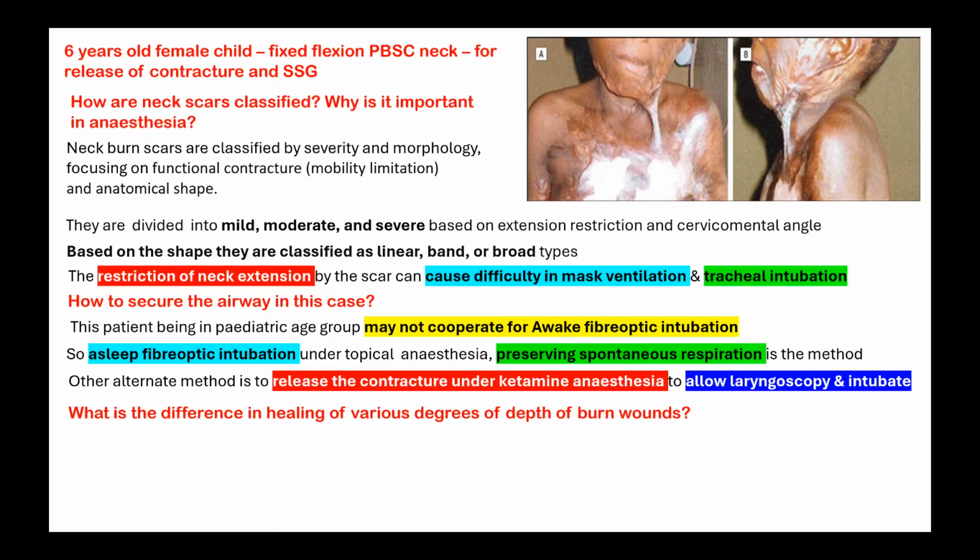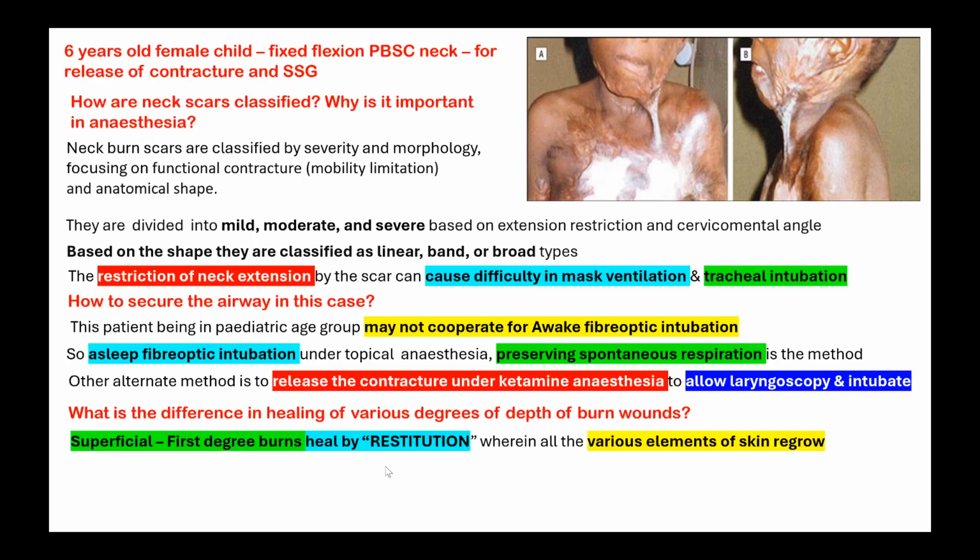What is the basis of scar formation? Which particular element is deposited there? Fibrosis. Fibroblasts form collagen. Okay, so first degree superficial burn heals by what is called restitution, where all the elements of the skin regrow. So if you have lost the hair, that hair will grow. If you have lost a superficial sebaceous gland, they will also grow. So all the elements will be restored after 3 to 6 months.